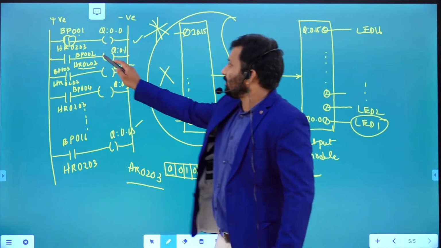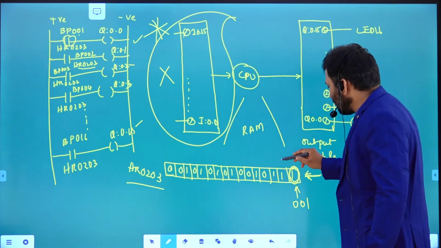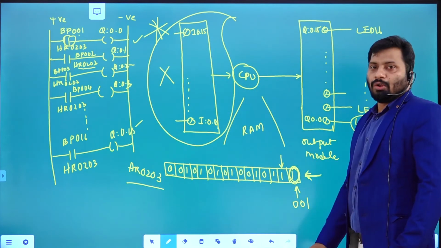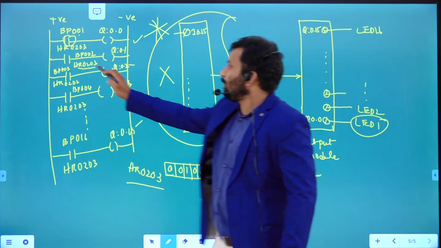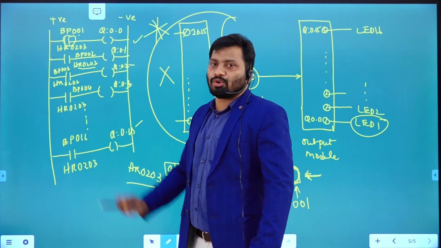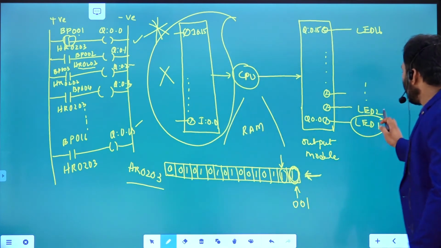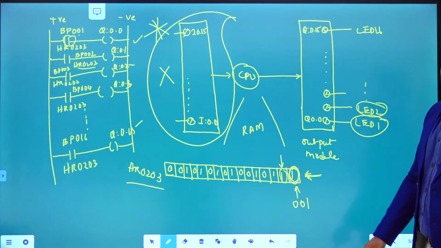It is pointing to address 002. That is the reason it is going to look into this particular location, right? Here 1 is there, which means this is going to be high. Then the output is going to be high. Once the output is high, LED 2 is going to glow.